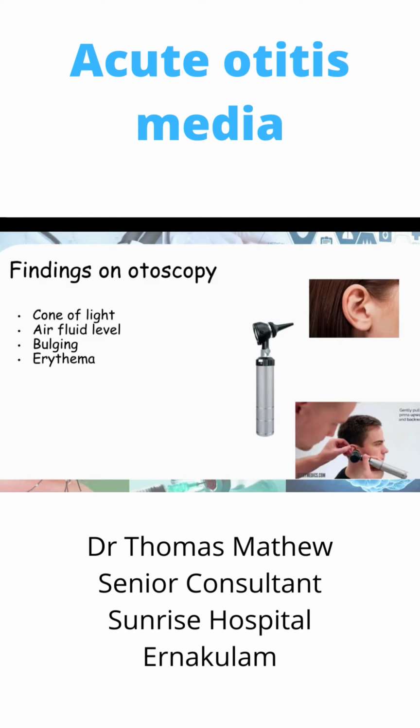So there are 4 things that you will expect to find in otitis media. These are the cone of light. You want to see whether it's in the correct anatomical position or not. The air fluid level, the bulging of the tympanic membrane, and also erythema.